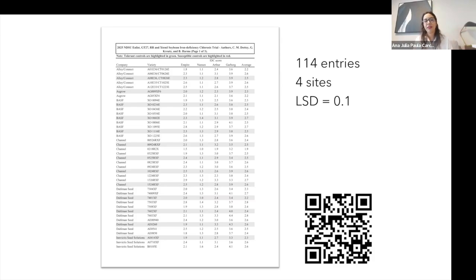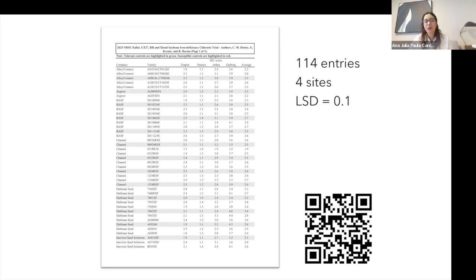And something that is important is how you filter and how you use this information. All these tables always include the LSD, the least significant difference. It's the minimal difference that 2 varieties have to have in order to be statistically different. In this year, that value was 0.1. So if you have a 0.1 difference here, they are statistically different.